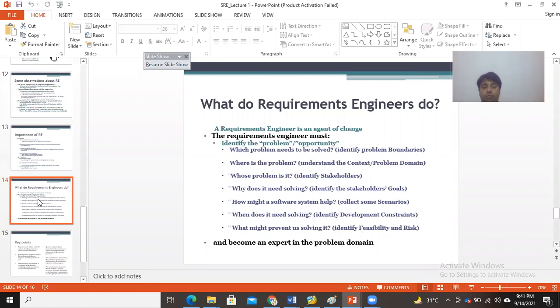So this is the responsibility of the requirement engineer: identify the problem, locate the problem, whose problem it is, how it needs to be solved, how much a software system will be helped after this problem is solved, and when it is required to provide the solution, keeping in mind the constraints of the system, and what might prevent us solving it, keeping in mind the feasibility of that requirement and the risk associated with the problem. After you perform all this, you are an expert in that particular problem domain.